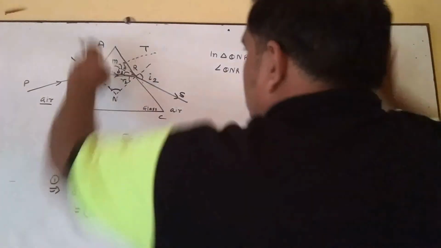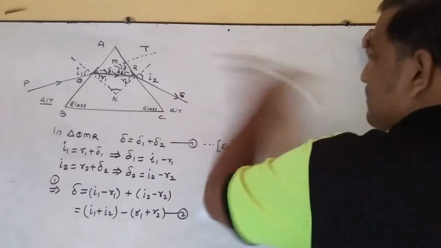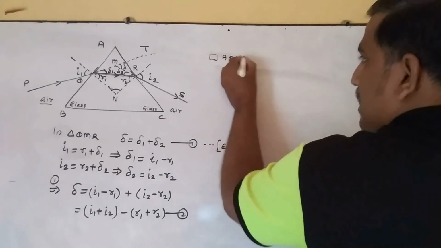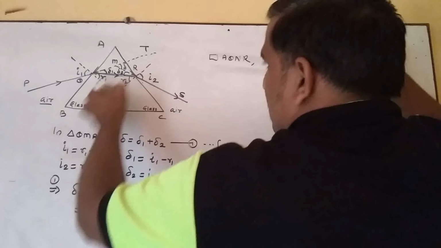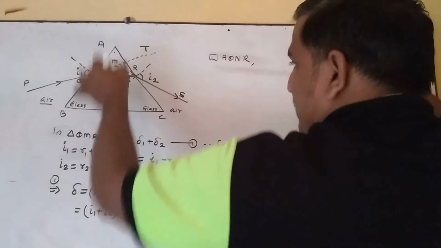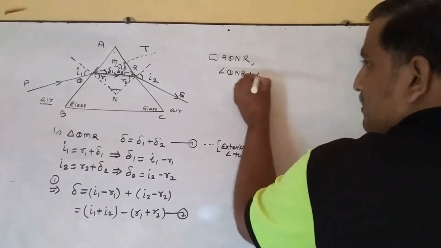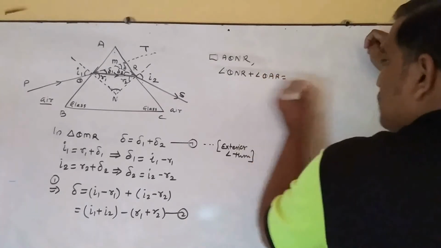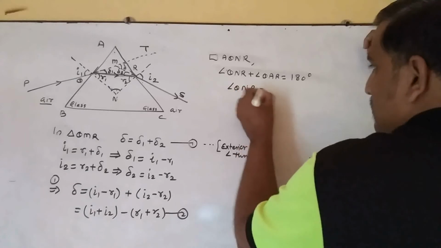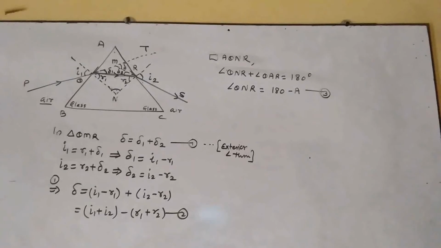Rather, if I take this quadrilateral AQNR, another way we can discuss this. In quadrilateral AQNR, I find this angle N and this angle A are supplementary. Supplementary means I can say angle QNR plus angle QAR is equal to 180 degrees. Okay, angle QNR I got is 180 minus angle of prism A. I say this as third.